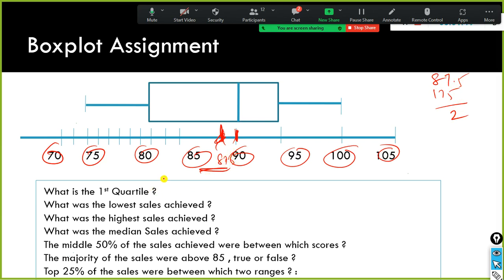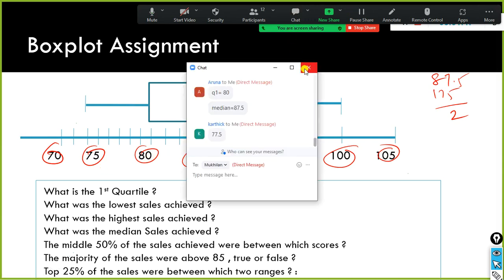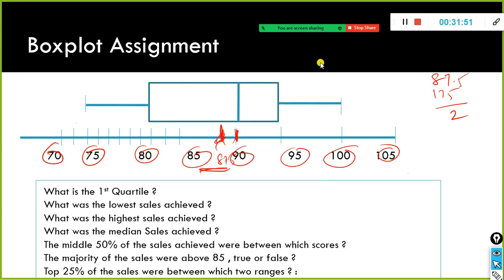And what is the first quartile here? 75? Karthik says 77.5. So the median is here, and just beneath this you have 4 values. So you need to add the middle 2 values and divide by 2. Got it? So if you add these 2 values and divide by 2, that is the first quartile.